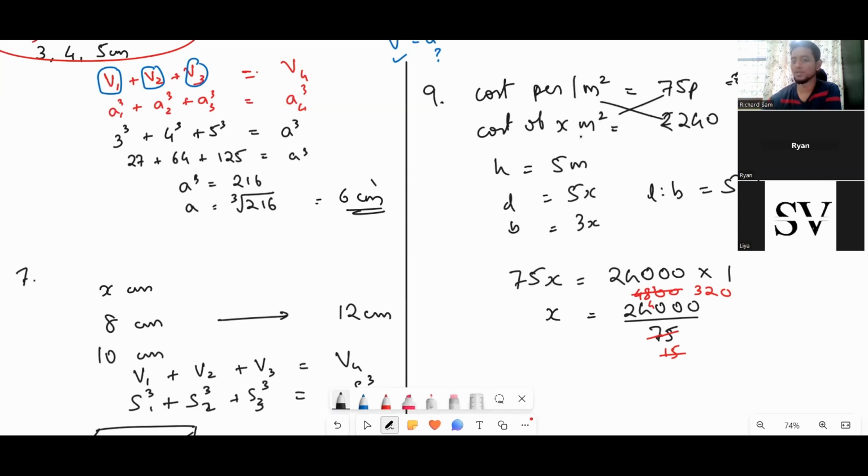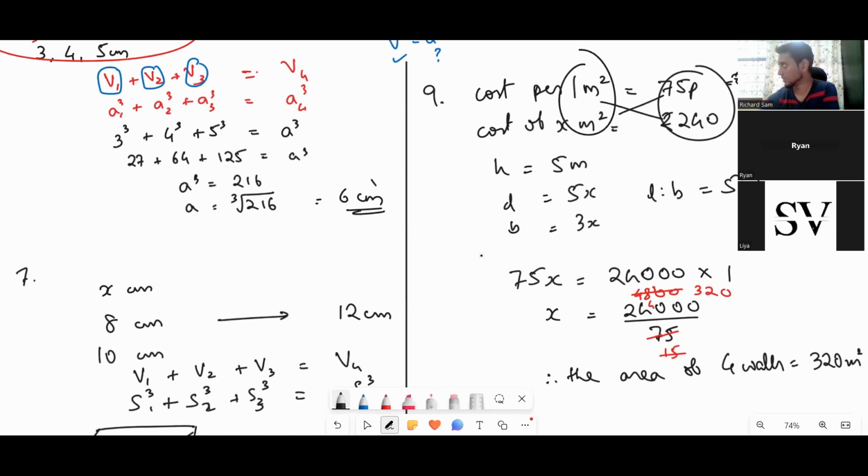You're finding the meter square. You're finding the total area. Therefore, the area of the four walls is 320 meters square. See, these two units should match and these two units should match. That's the only thing when you do cross multiplication. So paise, paise, and here meter square, so x will be meter square. The money should be same and the area should be same.